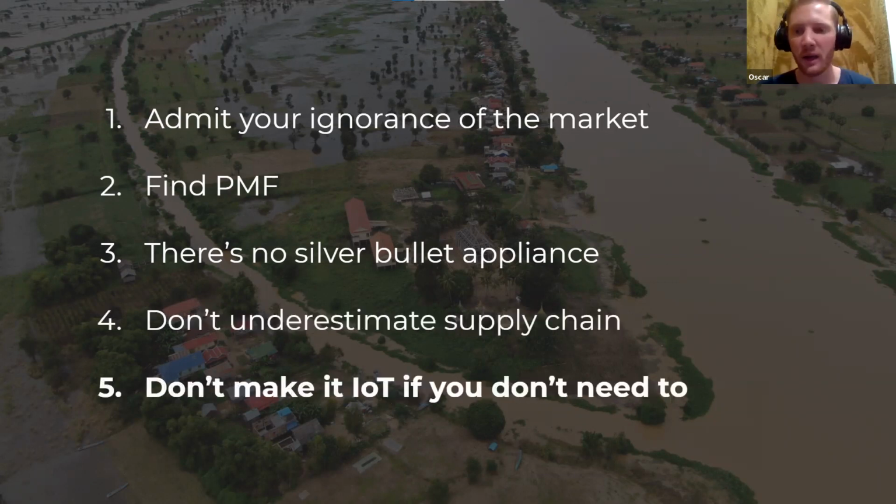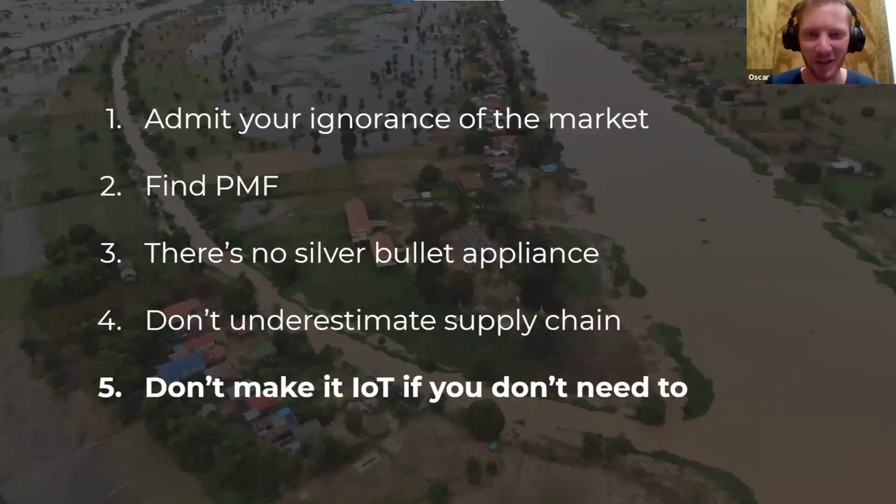And next slide, the final lesson there is: don't make it IoT if you don't need to. I know that's somewhat ironic coming from a company that literally makes and sells IoT products, but hear me out.